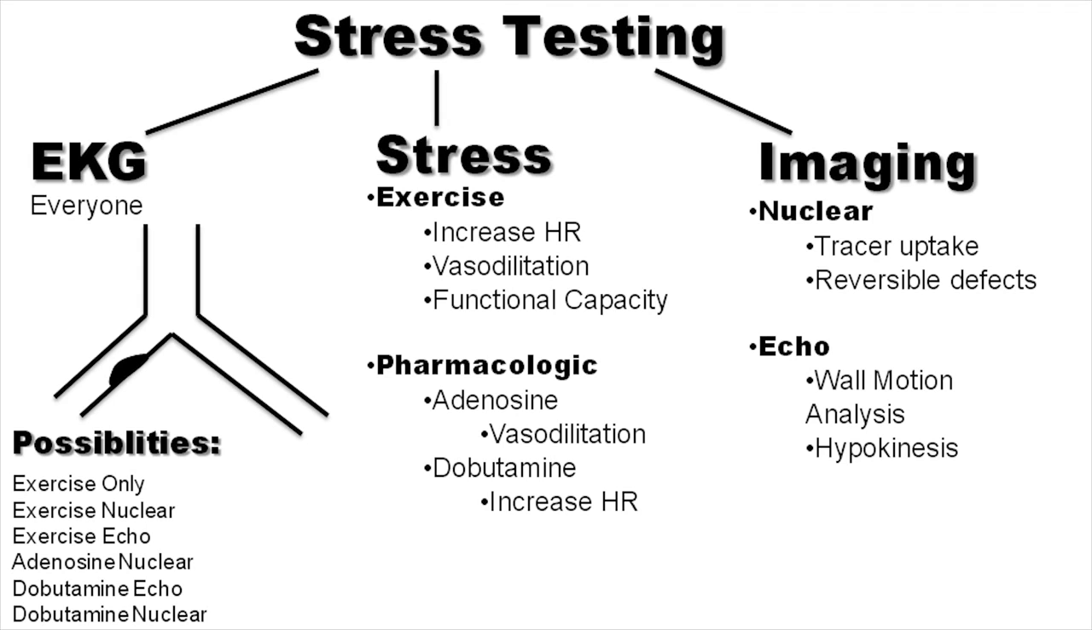Now there are different possibilities. If you look down to this section here, you could do an exercise only stress test where you just hop on there, get an EKG, and run on the treadmill as long as you can while we monitor your EKG. There's an exercise nuclear where we make you run, we do nuclear imaging. We can do an exercise echo where you run and we do an echo on you. We could do adenosine nuclear, which is a vasodilator. Those always have to be with nuclear imaging. You can't just do vasodilation on its own. You could do dobutamine, speed up your heart rate with echo and or nuclear. So those are all the different possibilities.